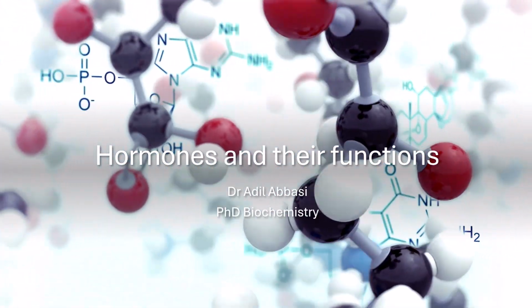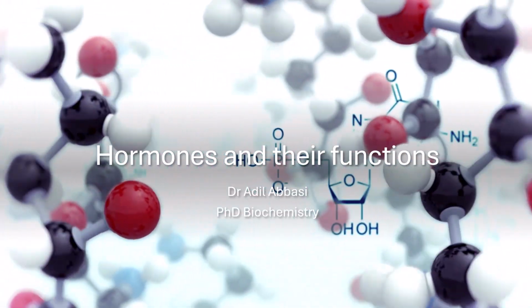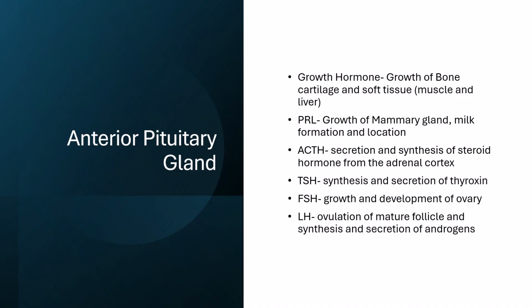So I'll be going through quite a lot of hormones in these videos and what they actually do. Firstly, look at the hormones released by the anterior pituitary gland. The first one is the growth hormone, which is involved in growth of bone, cartilage and soft tissue. Then there's prolactin, which is involved in growth of the mammary gland, milk formation and lactation.